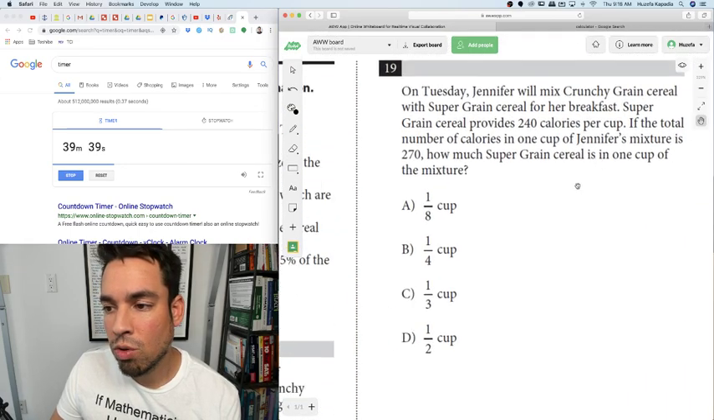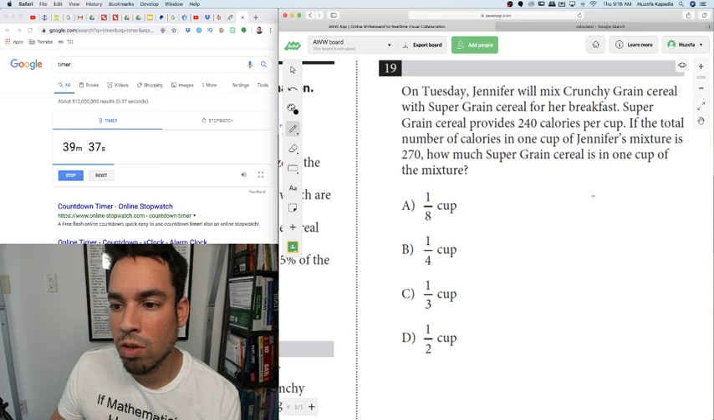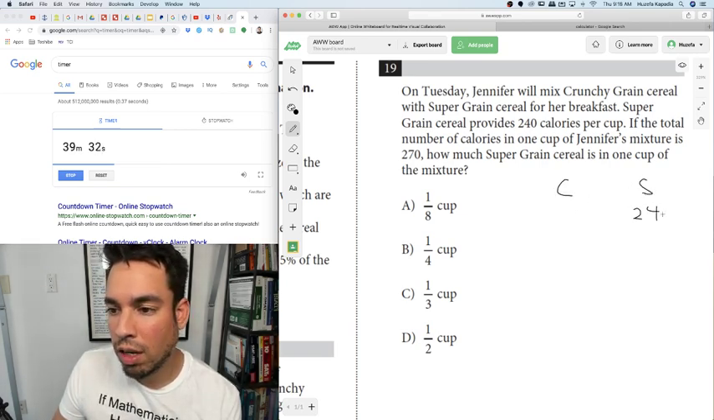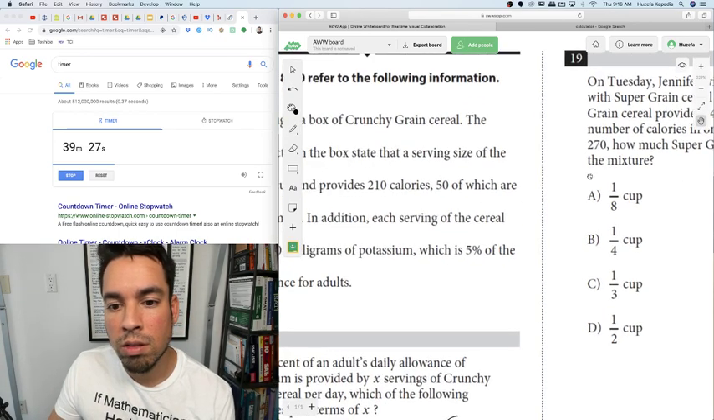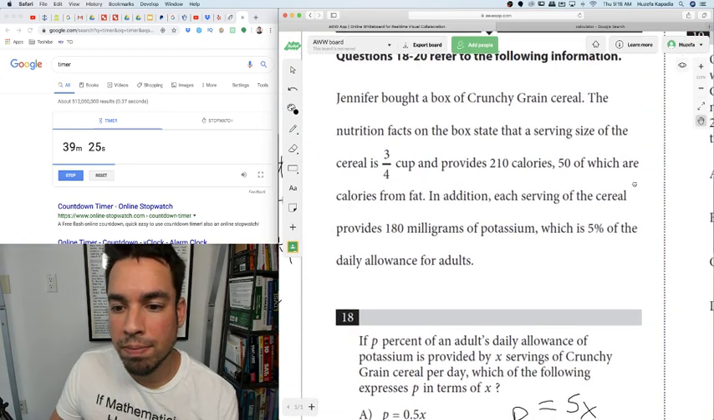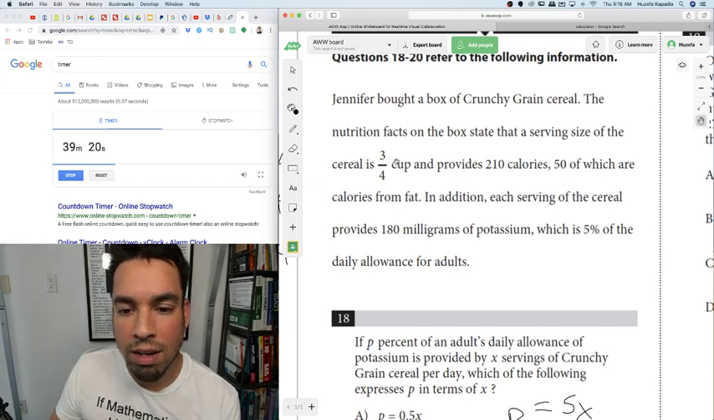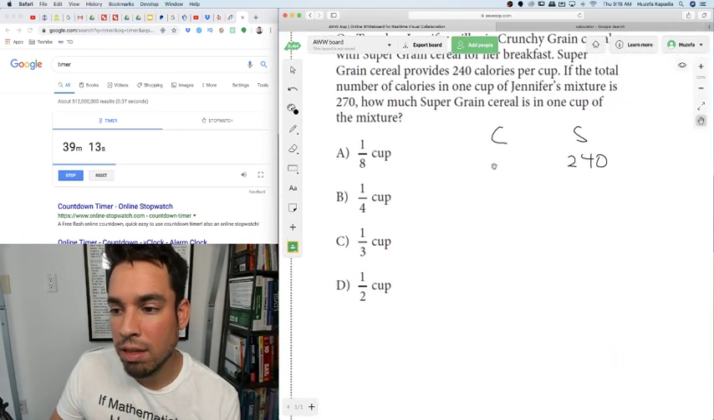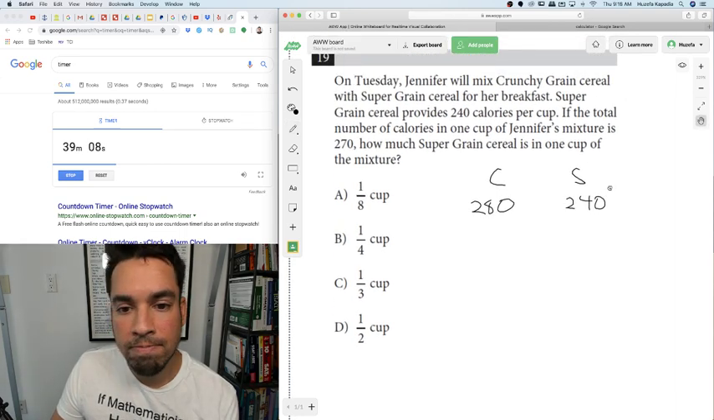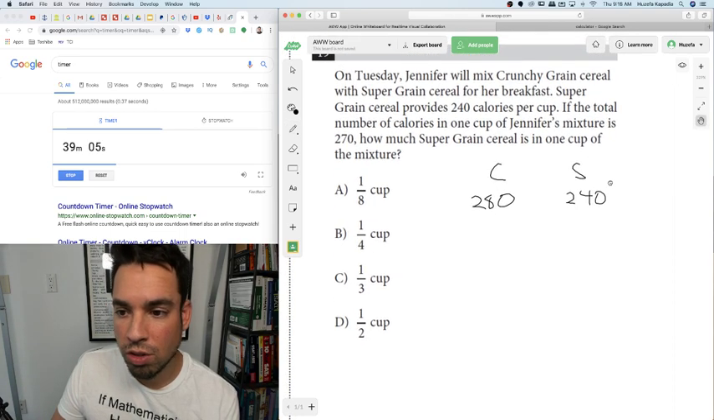Next, on Tuesday, Jennifer will mix Crunchy Grain cereal with Super Grain. Super Grain provides 240 calories per cup. And Crunchy Grain provides, hold on. If it's 210 for 3/4 cups, then that's 70 per quarter cup. So then it's 280 for the full cup. 280 for the full cup. The total number of calories in 1 cup of Jennifer's mixture.